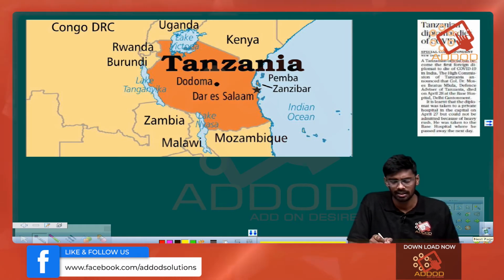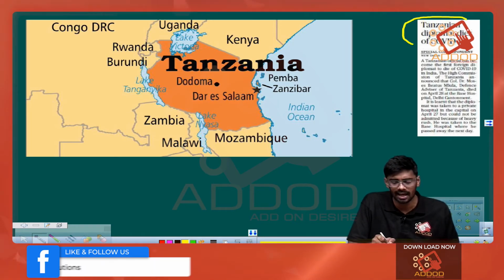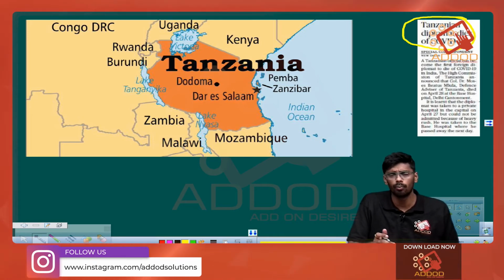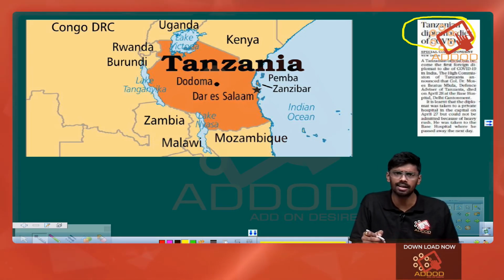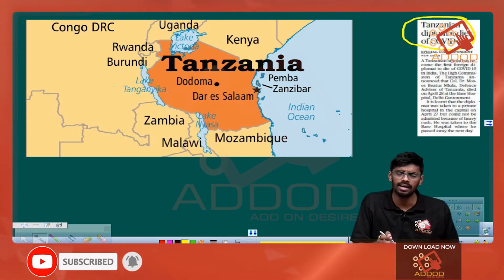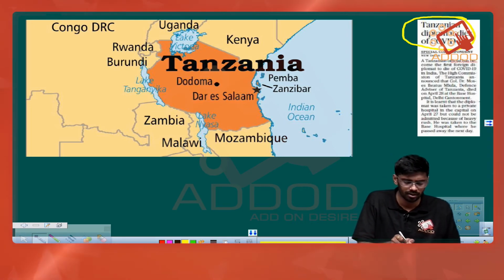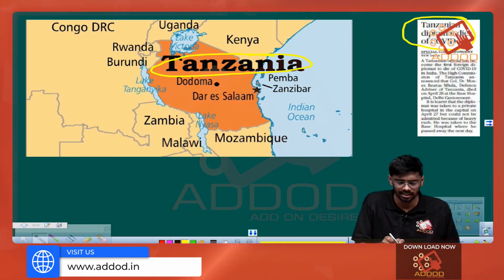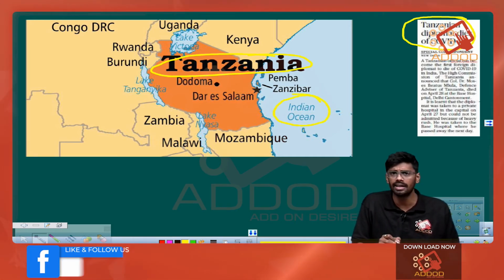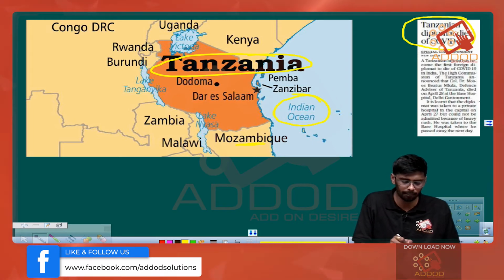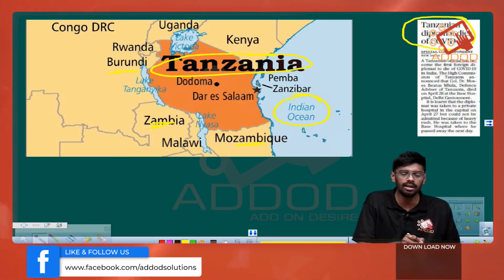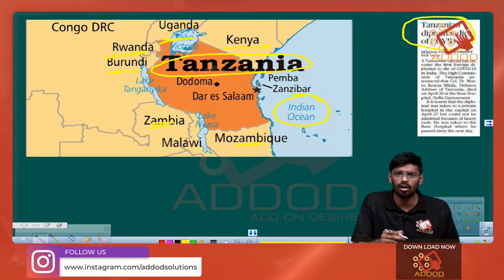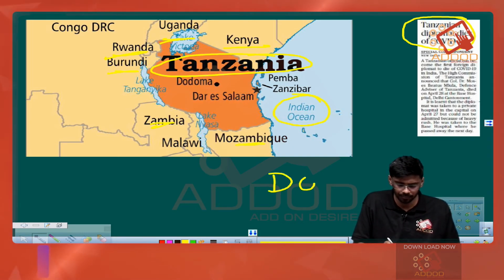Next, we have an article where it is stated that a Tanzanian diplomat has died in India due to COVID-19. We'll see where the country Tanzania is located. Tanzania is an East African nation. You can see here, it is an East African nation and it is lying in the Indian Ocean region, and it is bordering the countries of Mozambique, Zambia, Burundi, Uganda, Rwanda and Kenya. The capital of Tanzania is Dodoma.